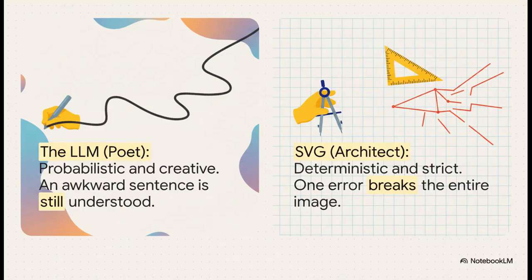This poet versus architect analogy is probably the best way to think about it. An LLM, at its core, is a poet. It's probabilistic, it's creative. If it writes an awkward sentence, you can still probably understand what it meant. But SVG is an architect's blueprint. It is deterministic, logical, and brutally strict. One misplaced character and the entire structure collapses. There is no partial credit in SVG.